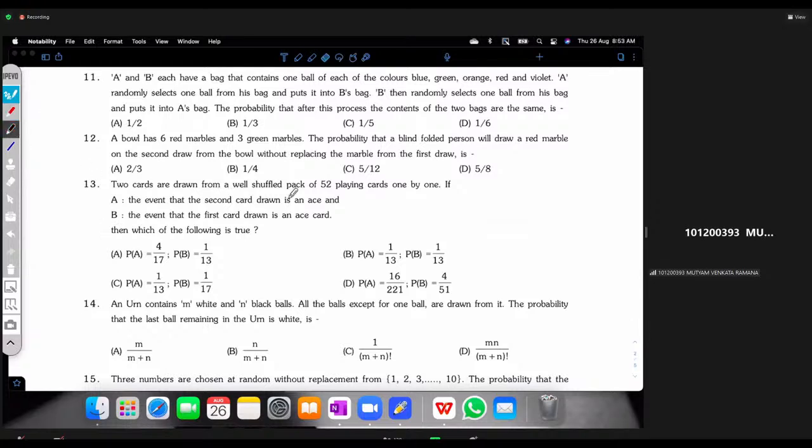Two cards are drawn from a well-shuffled pack of 52 cards, one by one. The event that the second card drawn is an ace. Event B, that the first card drawn is an ace. So first let me talk about the probability of B. First one, I am selecting from 52 cards. I have 4 aces. So it will be equal to 1 by 13.